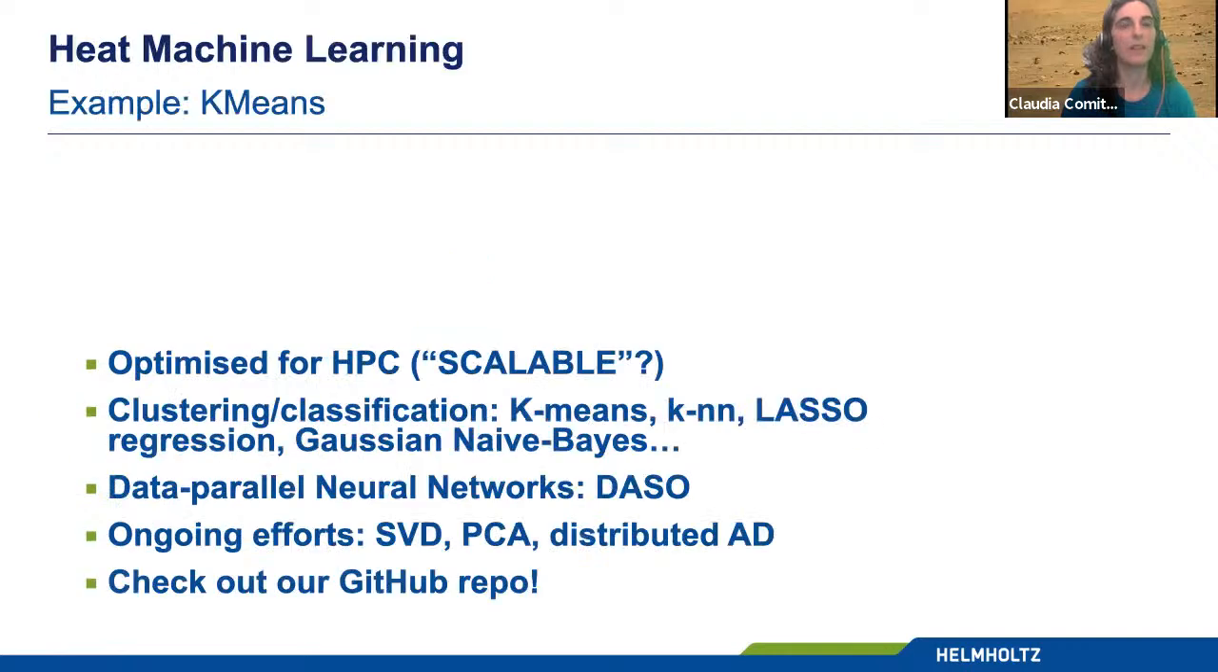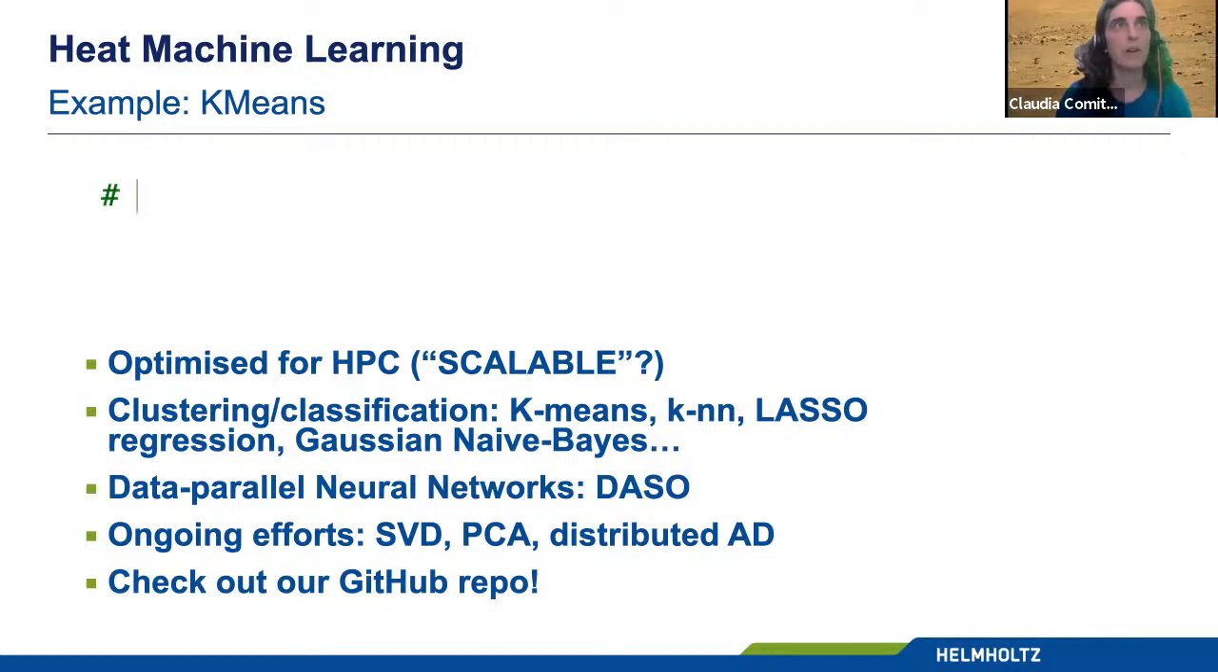Then let's go to the high-level algorithms. This is more like the machine learning part. Both the operations and the algorithms are optimized for high-performance computing. So we do worry that the operations are scalable. It's not always the case, but we certainly pay a lot of attention to that. So by now we have a few clustering and classification algorithms like k-means, k-nearest neighbors, lasso regression, and a few more, spectral clustering, I think.